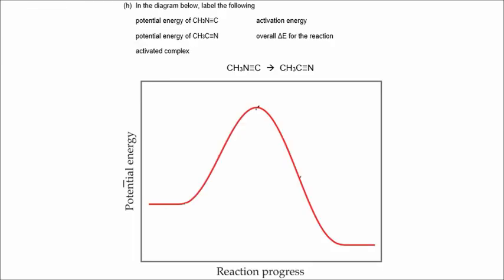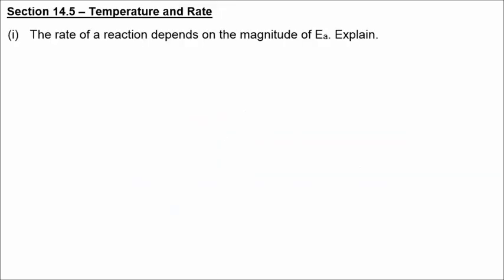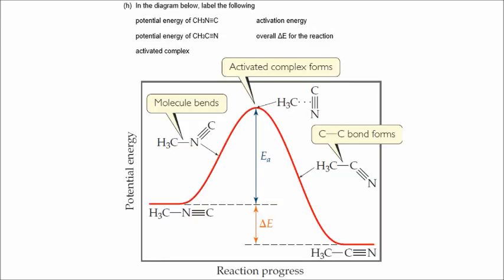You can see this in the following diagram as we fill in the different parts of this diagram. We have the potential energy of the reactants on the left. We have the potential energy of the products on the right. We have the activated complex at the top of the hill. The activation energy is the difference between where you start and the top of the hill. And the overall delta E is the difference between where you start and where you end.